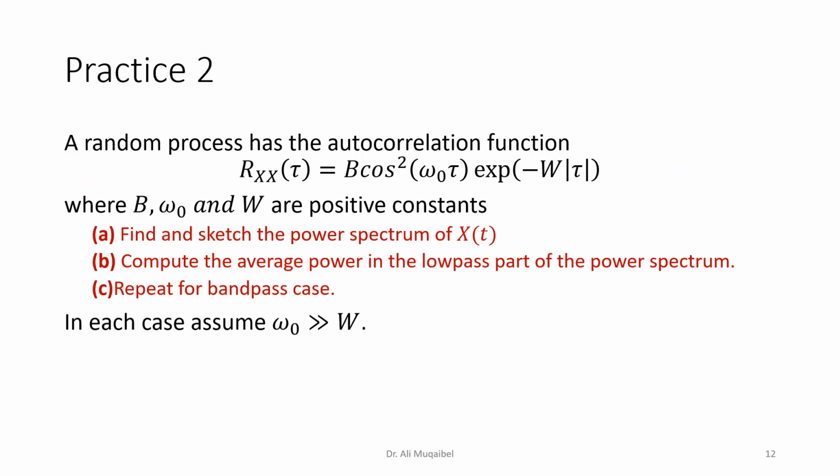Okay, for the second problem, it says a random process has the autocorrelation function given by the following, where B, omega naught, and W are positive constants. Find and sketch the power spectral density of x of t. This is basically Fourier transform. Compute the average power in the low pass part of the power spectrum. Repeat for band pass case. In each case, assume omega naught to be much greater than W.